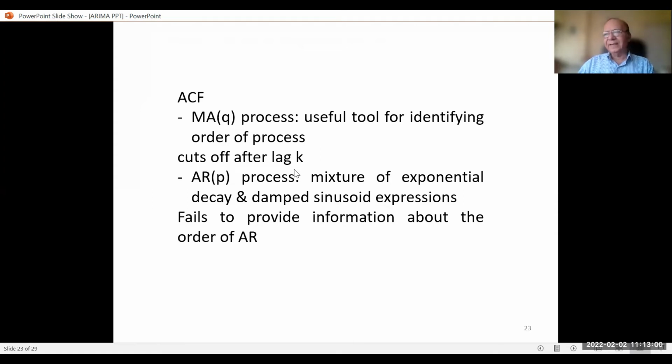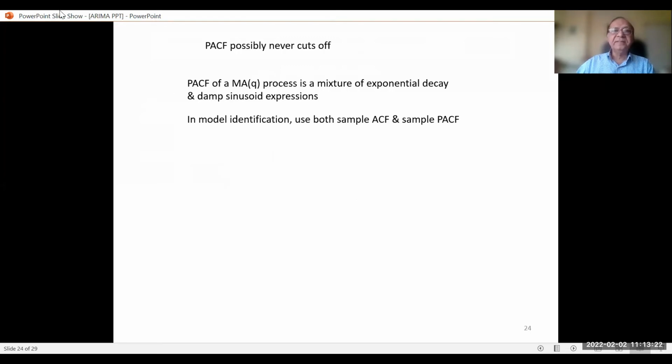It cuts off after lag k. So when it stops, it does not move further. That is the number of lags we are going to use. For the AR(p) process, the ACF is a mixture of exponential decay and damped sinusoid, so it fails to provide information about the order of AR. So for AR, we use PACF. PACF possibly never cuts off for an MA(q) process; it is a mixture of exponential decay and damped sinusoid expressions.